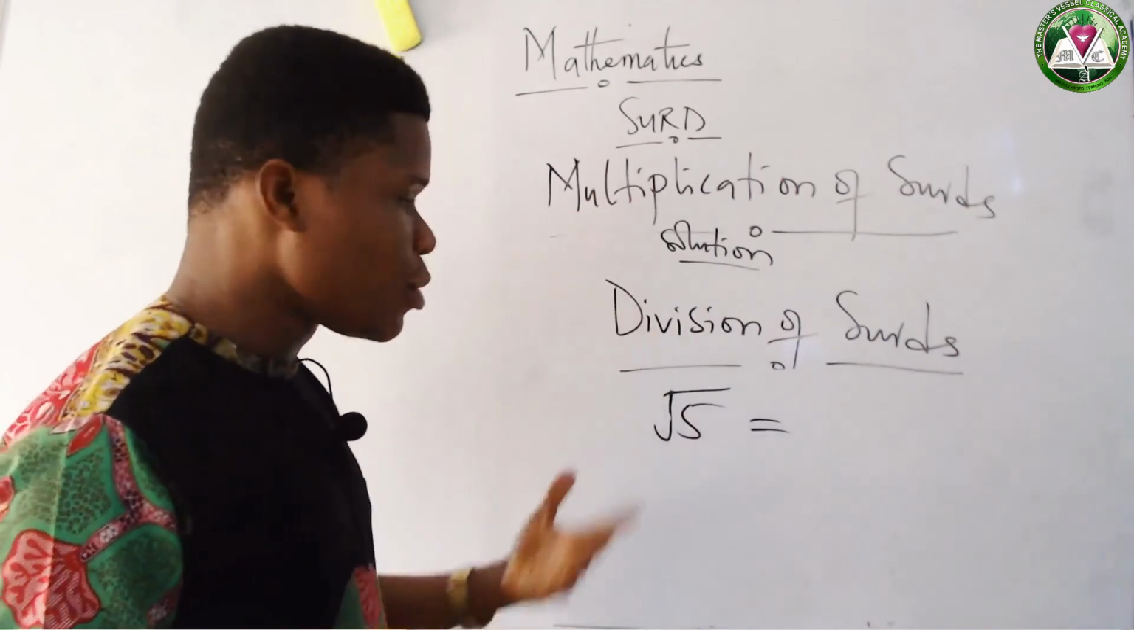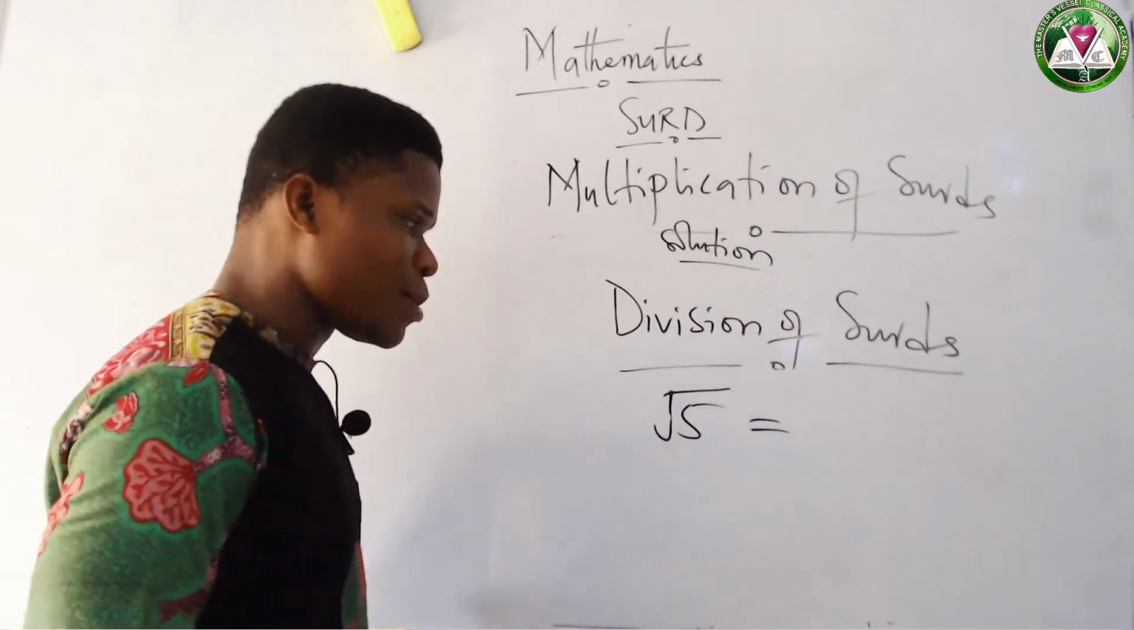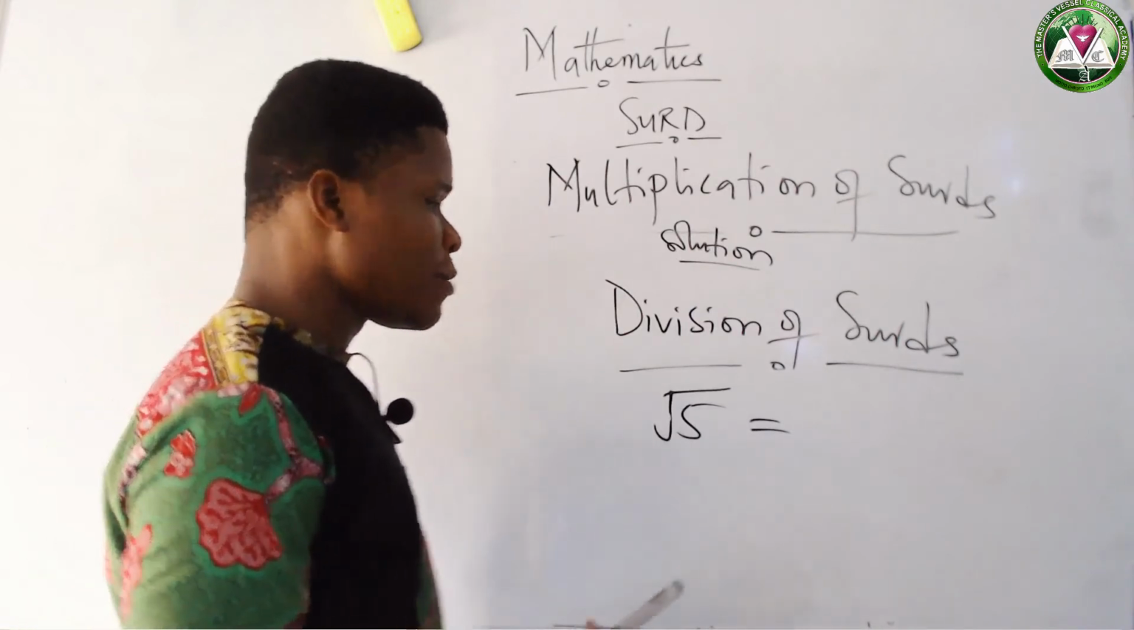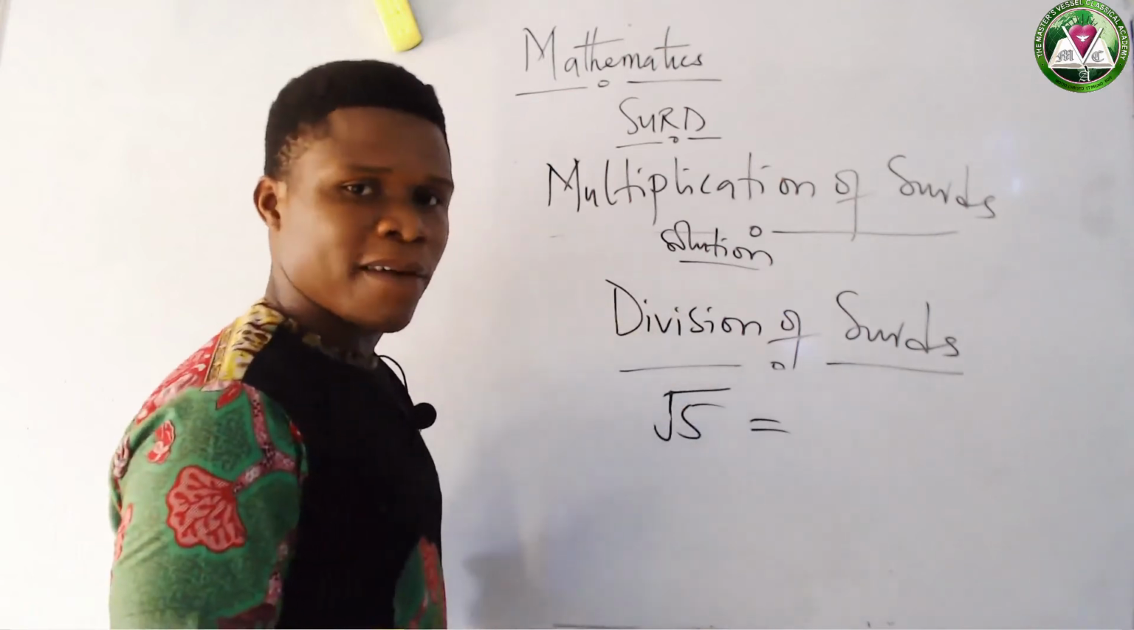Make it a whole number. So now, if I have this and I want to rationalize it, what do I do? Simply what you do is multiply this root 5 with the same root 5. That is how to do it.